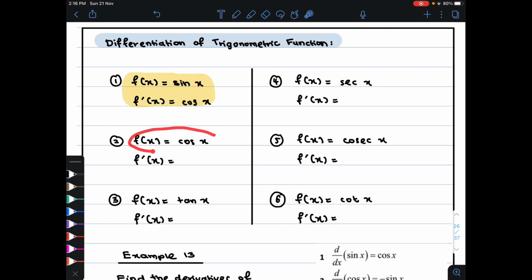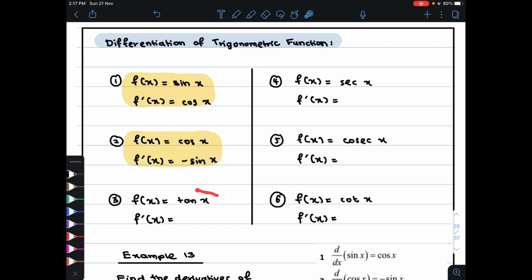Next is f(x) equals cos x. Differentiate f(x) will give you f prime x. Differentiate cos will give you negative sine. The function x stays the same. But don't forget to differentiate this function. So when you differentiate, you'll get 1. As per usual, we can just ignore 1. And hence, when you differentiate cos x, it is just negative sine x.